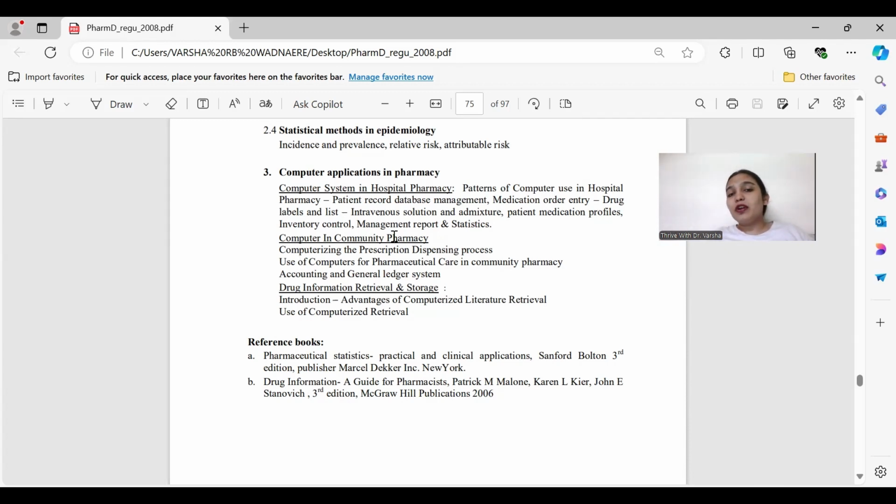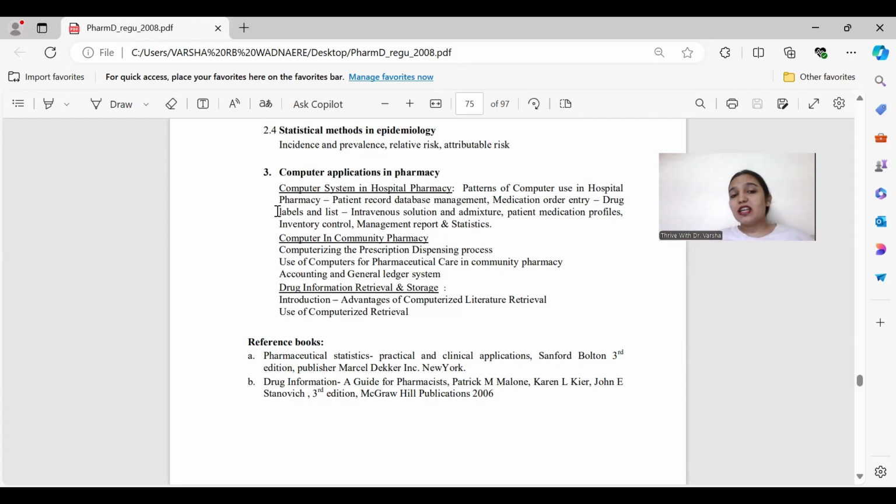Then computer in community pharmacy, how it is useful, to provide services in hospital pharmacy, community pharmacy. So computerization of the prescription and dispensing process, use of computer for pharmaceutical care in community pharmacy. So how you will use it, what will be the software, how the software looks like, the layout, as well as the roles of that software and the uses or the benefits of the software you'll be learning. This accounting and general ledger system, these are some systems you'll be learning.